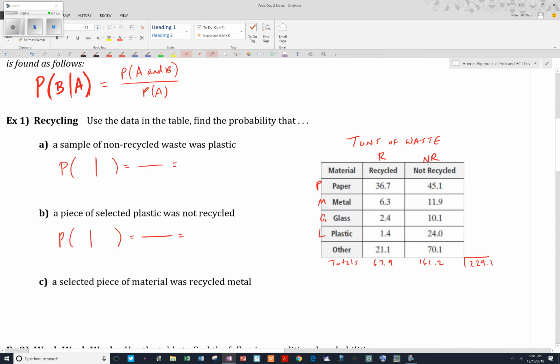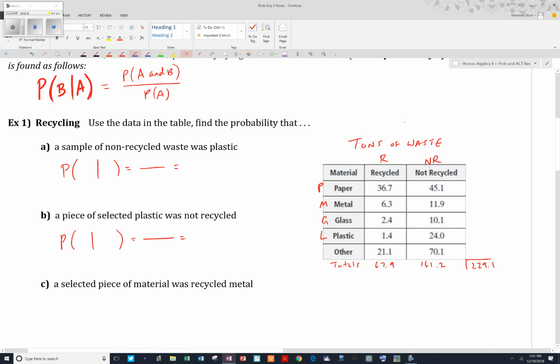So take a second here to kind of label the table that I have there the way that I have it labeled here. We're talking about tons of waste and like a garbage dump. We have a bunch of different types of materials here, and then we can split it into recycled and non-recycled with each of those types of material. So I've given each one of those things a letter just to make our notation a little bit easier. So paper is P, metal is M, so on and so forth. And we're going to use that in our notation as we're doing our problems. You'll notice down at the bottom here, I also found the totals for the recycled and non-recycled, and then I found the total overall amount of waste that we have here in the dump.